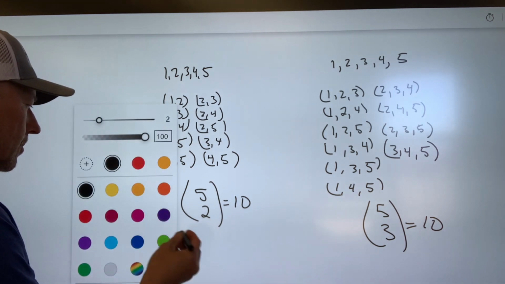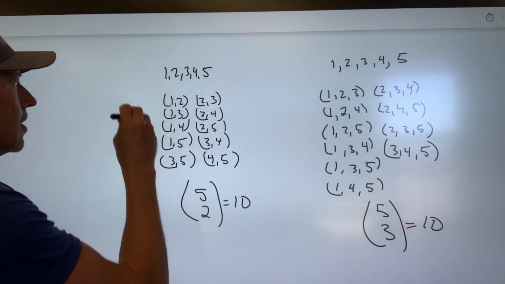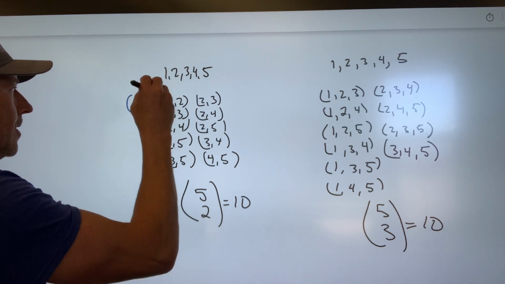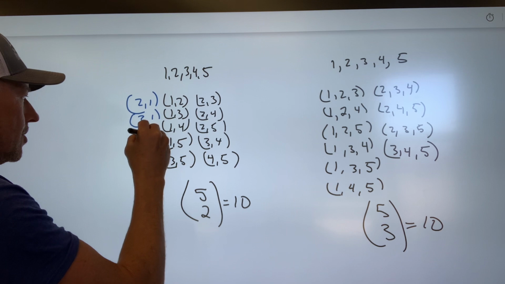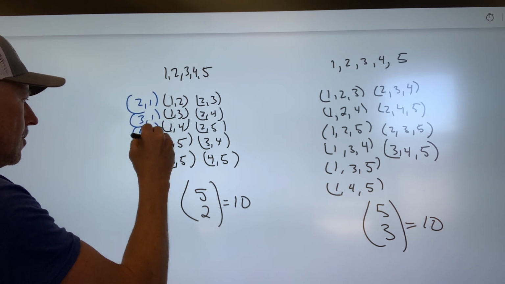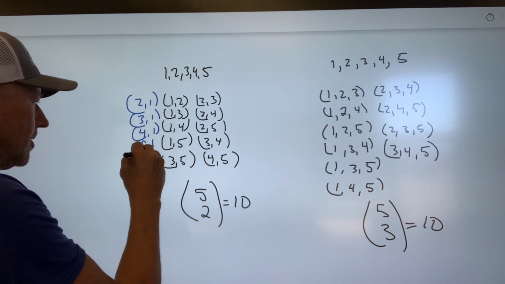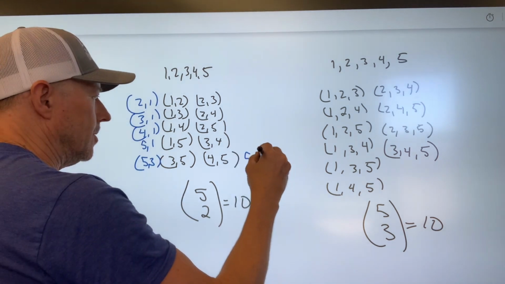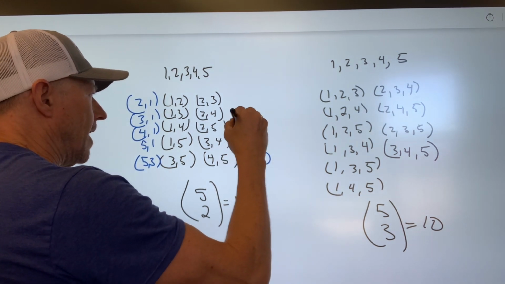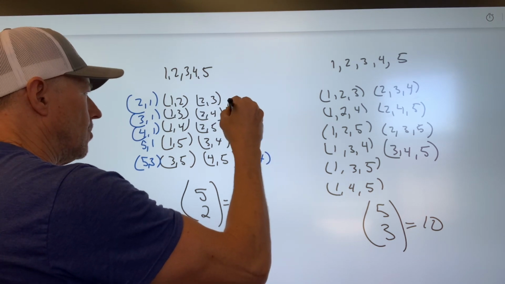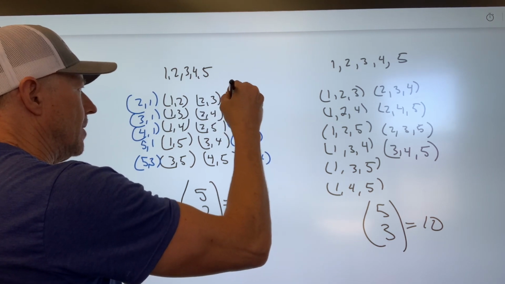When order matters, we have to list all the changes in order. So let's get another color out here. Let's go blue. So 2 and 1 would be different than 1 and 2. 3 and 1 would be different than 1 and 3, and so forth and so on. So all these are different. So 5, 3 is different than 3, 5. 5, 4 is different than 4, 5. 4, 3 is different. 5, 2 is different. 4, 2 is different, and 3, 2 is different.